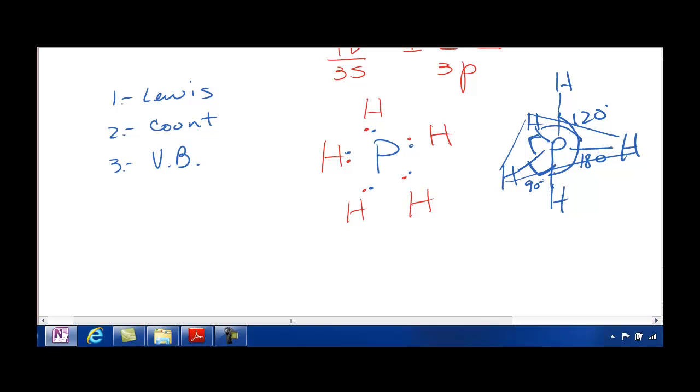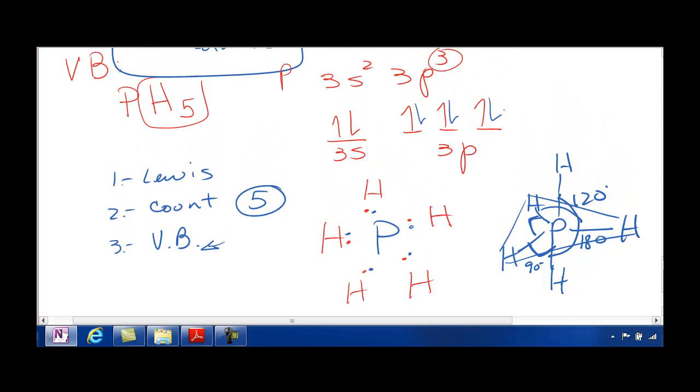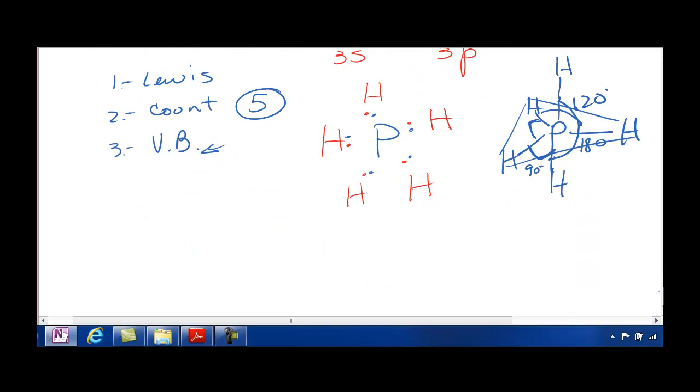Okay, so I have a count of 5. So I need 5 bonds. I did Lewis and my count was 5. What does valence bond say? Okay, valence bond says take the central atom, and this is your central atom, 3s2 3p3. 3s with 2 and 3p. In the third energy level, we have the 3s's, the 3p's, and what else do we have?